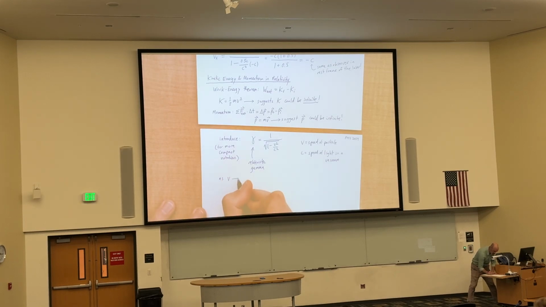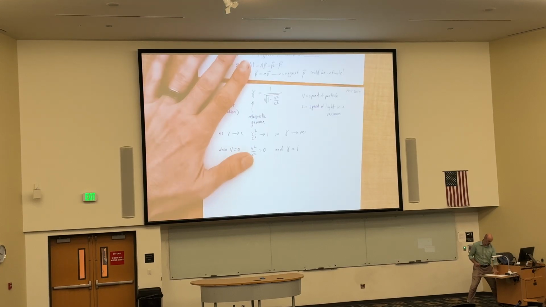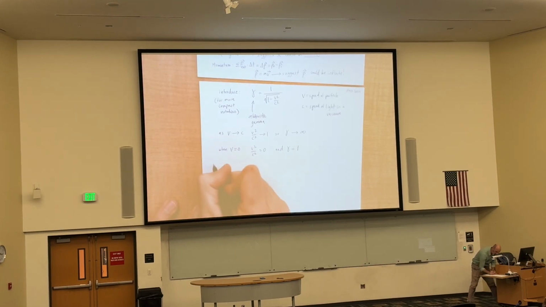So as v approaches c, v squared over c squared approaches 1. So gamma approaches infinity. When v is equal to 0, v squared over c squared is equal to 0, and gamma is equal to 1. So we just talked about those possibilities.